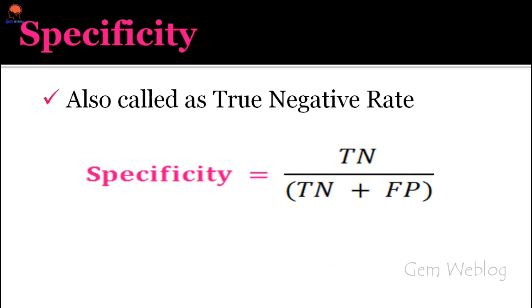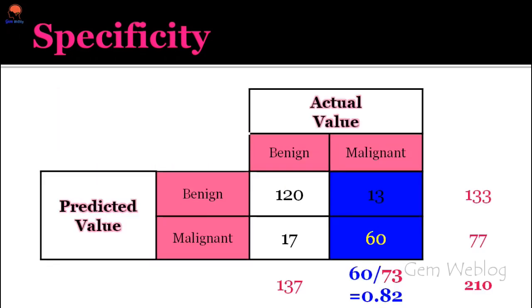Next we will see about specificity. It is also called the true negative rate. The formula to calculate the specificity is true negative divided by true negative plus false positive. Now we will see how to calculate the specificity value from the confusion matrix. Out of 73 negative cases, 60 samples have been correctly classified. So specificity is 60 divided by 73. This is equal to 0.82.